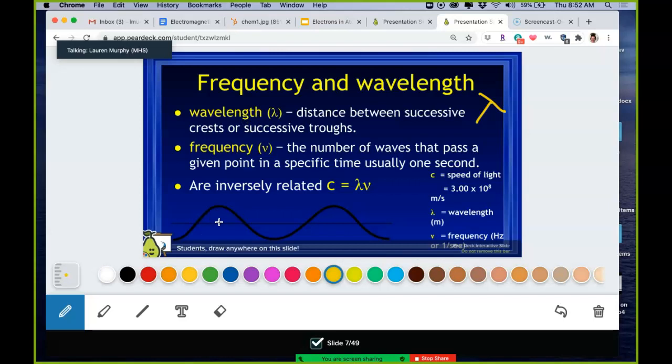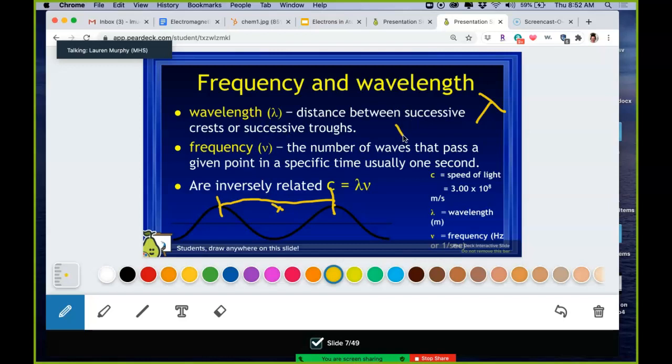And wavelength is just the distance between two waves. This is the top of one wave. This is the top of another wave. You could also do the distance between the bottoms. It wouldn't matter. It's just the distance between two waves. Wavelength.